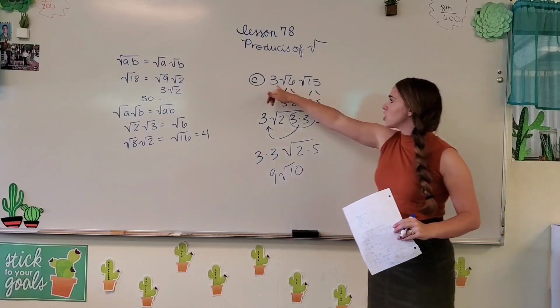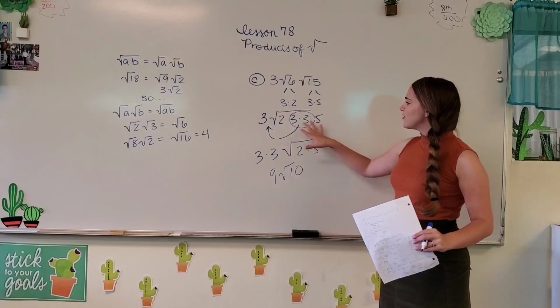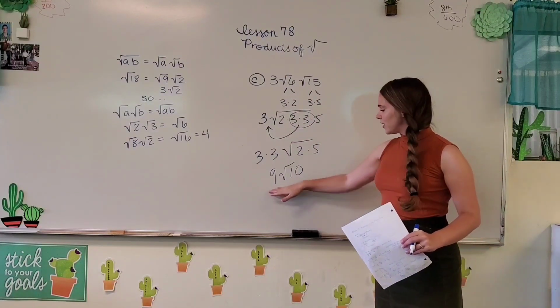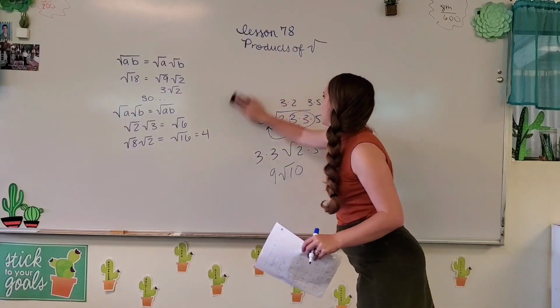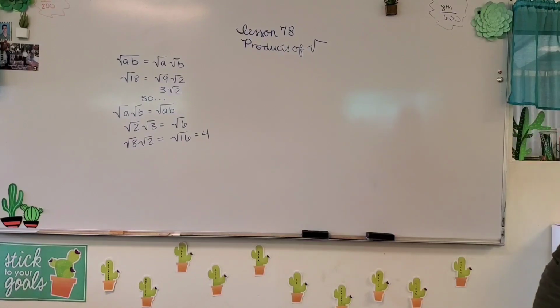So if there's already a whole number, just leave it as a whole number all the way throughout. You just have to worry about simplifying the square roots. Okay, so 9 times the square root of 10. Now let's jump into the ugly ones. And I'm hoping this works.